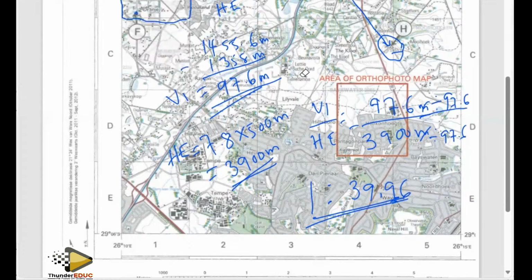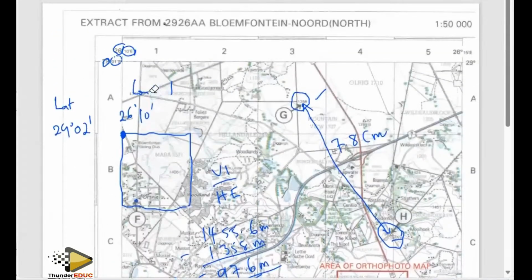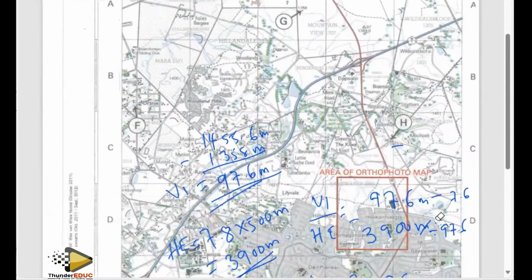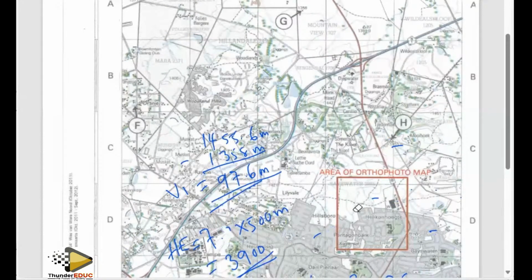Right. I think it's understood. Let's move on to the next question. Right. Moving on to the next question. The next question is saying, is the gradient to the answer above, which is our gradient of 1 is to 39.96, steep or gentle? Is it a steeper gradient or a gentle gradient?